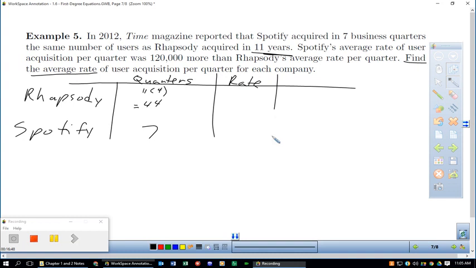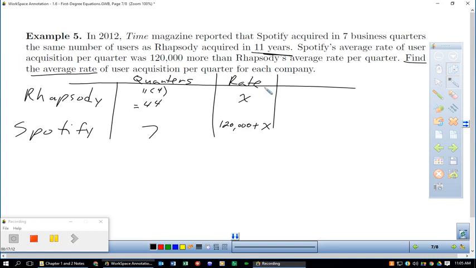So in this case, we don't know this. So we know that Rhapsody, well, one of these is going to be X. Okay, so let's see which one was. What do we know about them? Spotify's average rate of user acquisition per quarter was 120,000 more than Rhapsody's. So we're going to use X for Rhapsody and 120,000 plus X for Spotify, since theirs was 120,000 more.